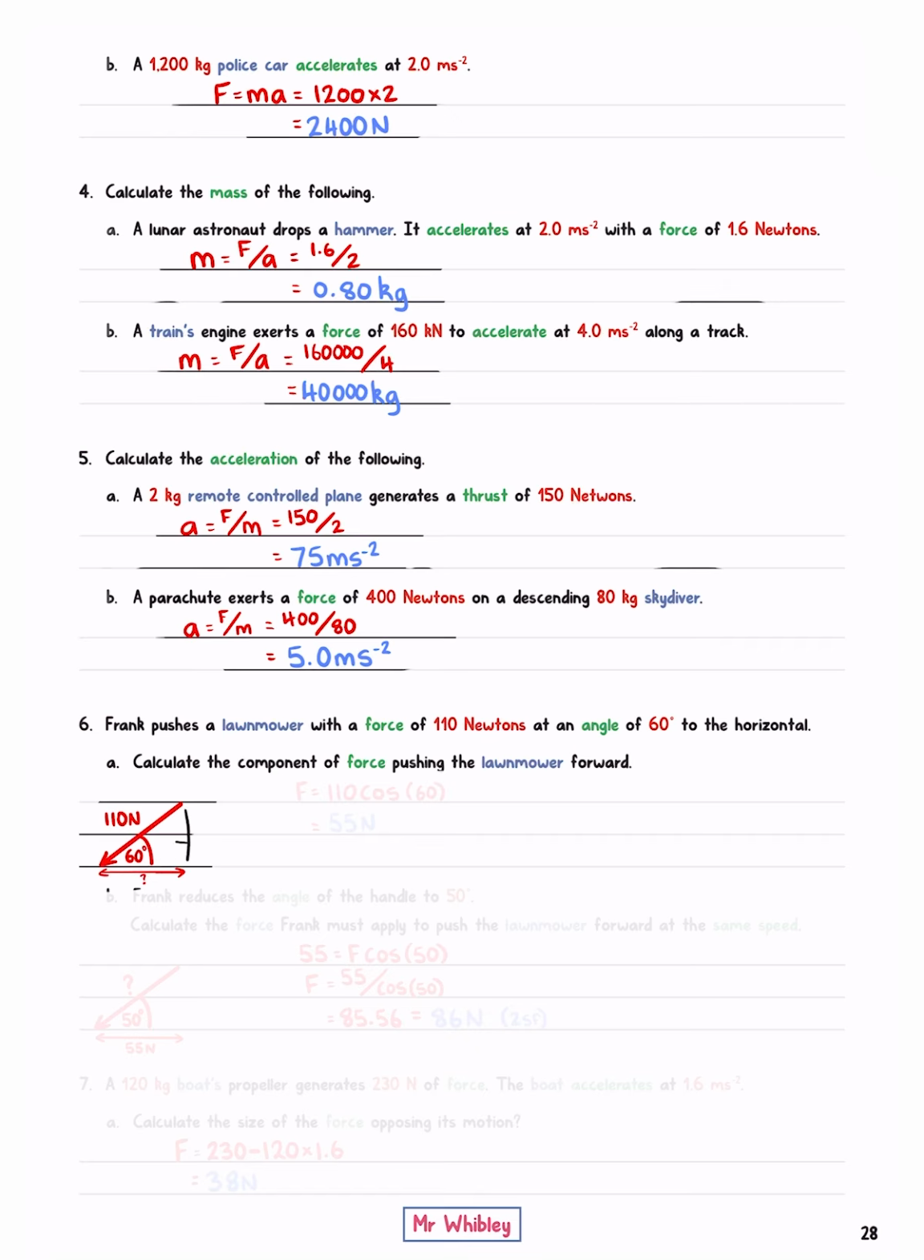This gives us a right-angled triangle, where 110 is our hypotenuse, and the component that we're trying to find is our adjacent. We can therefore use the CAH relationship in SOHCAHTOA, which is that cosine of our angle, which is 60 degrees, is equal to the force we're trying to find, divided by the hypotenuse, which is 110. Multiplying both sides by 110 gives us this equation here, which equals 55 newtons.